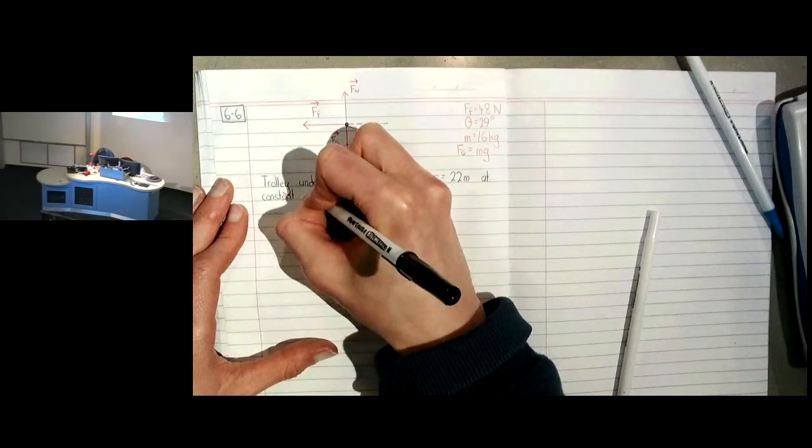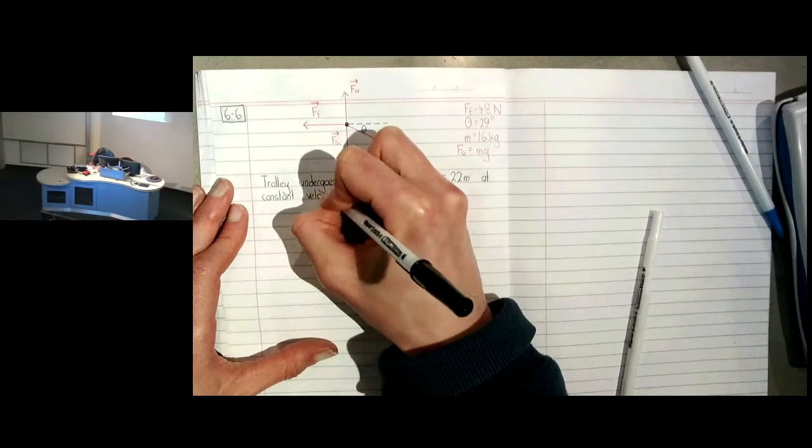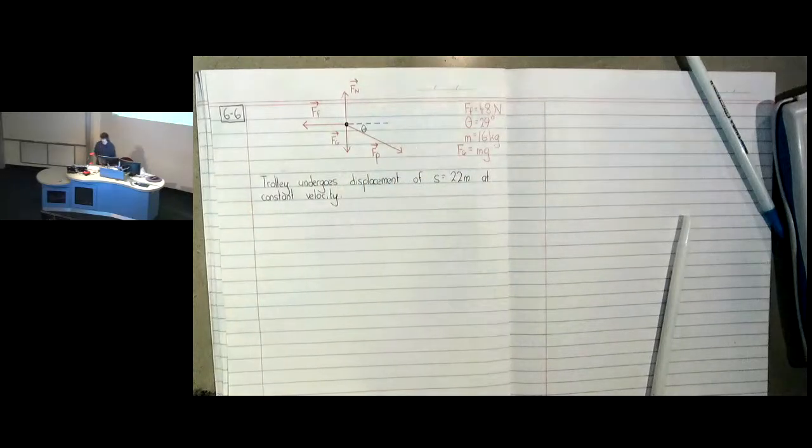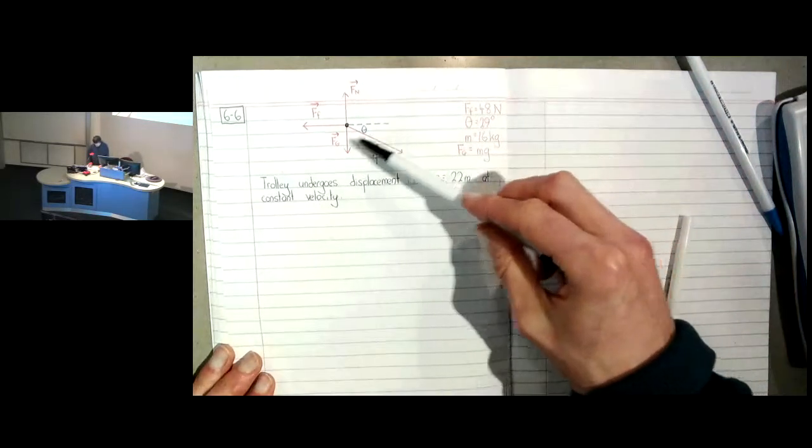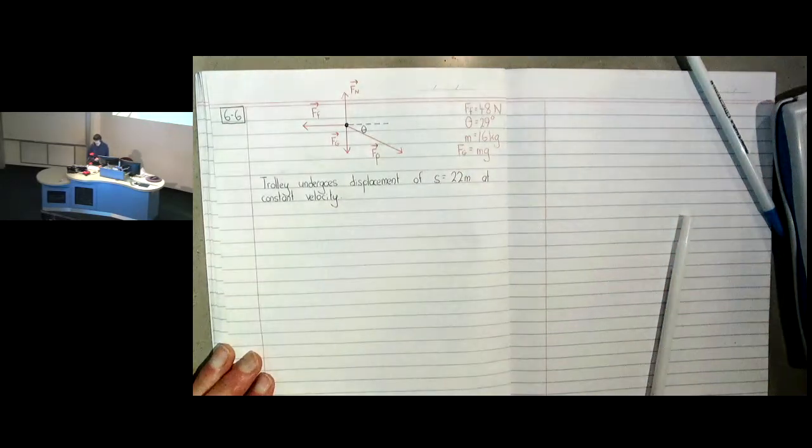What the constant velocity means is that the net force acting on this trolley has to be 0, because its acceleration is 0, so therefore the net force acting on it is 0. Therefore, these forces have to add up to 0.